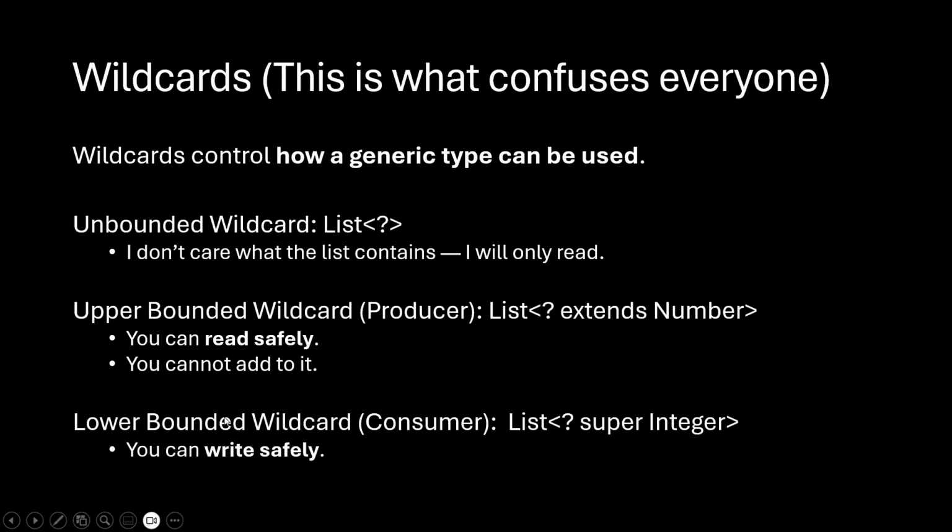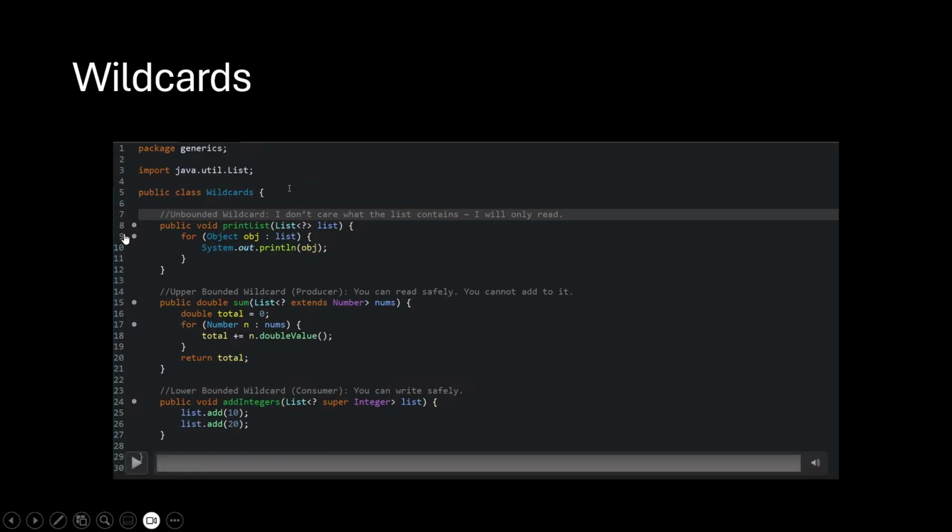Then we have the lower bounded wildcard, which is the consumer. So you can use any parent type, any type that's parent to the integer type as a type parameter. And you can write safely to this. So here's a demo of wildcards. We have an unbounded wildcard, an upper bounded wildcard, and a lower bounded wildcard. And what we're going to do is see these wildcards being used in action. So let's play this and see.